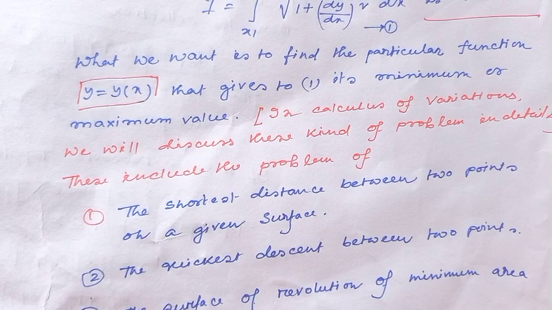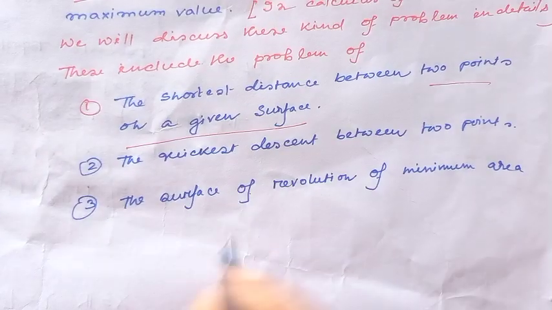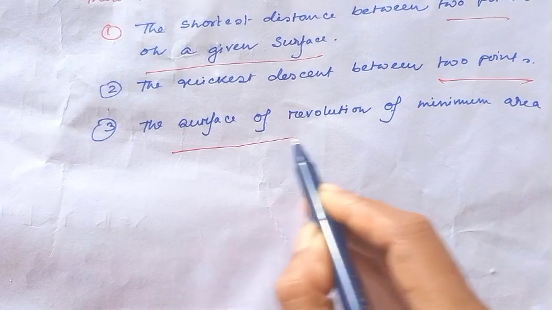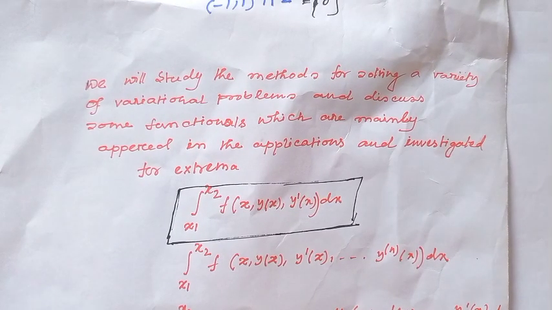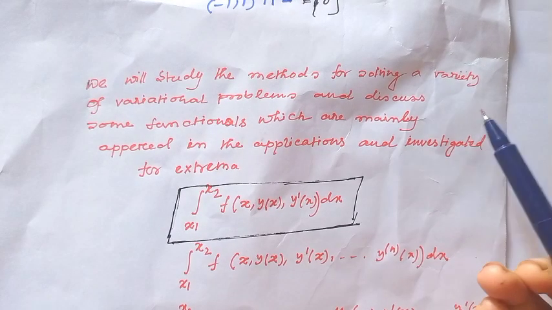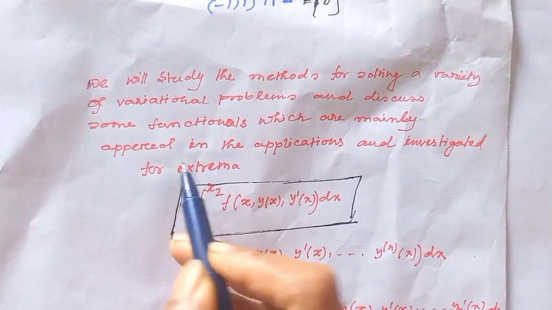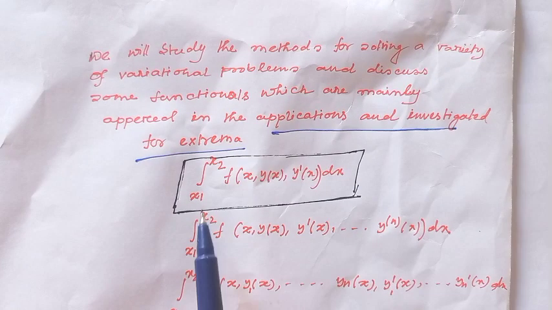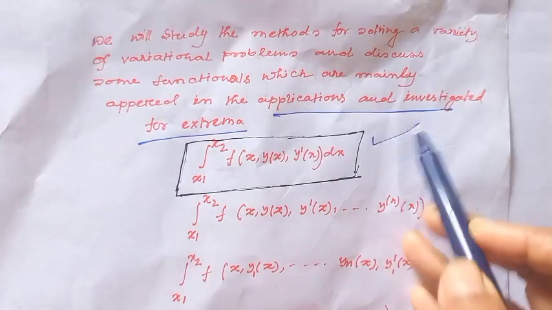problem of the shortest distance between 2 points on a given surface, the quickest distance between 2 points, and the surface of revolution of minimum area. This is actually the main goal of the calculus of variations. We study the methods for solving a variety of variational problems, and discuss some functionals which mainly appear in applications and investigation for extrema, which is equal to integration x1 to x2 f of x y prime x dx. This is one type.